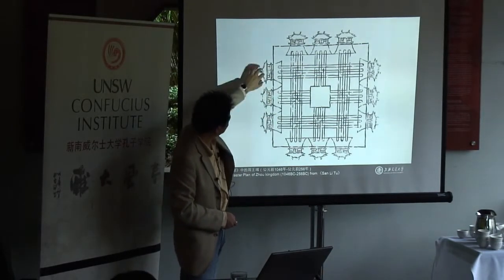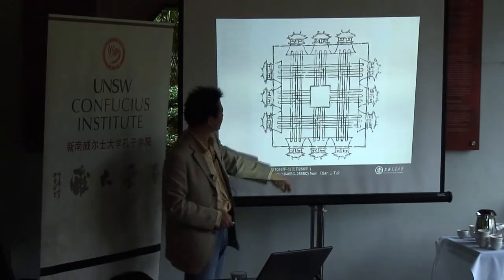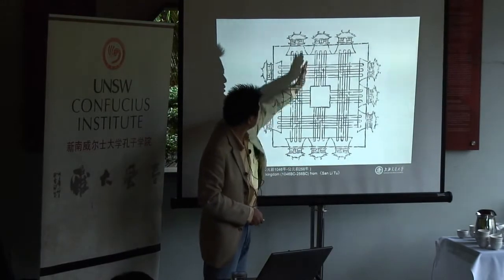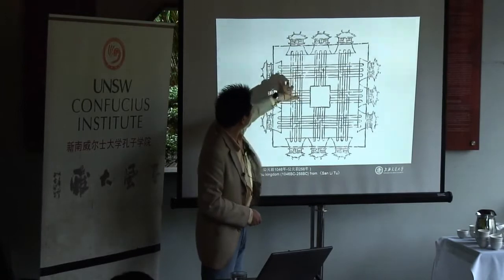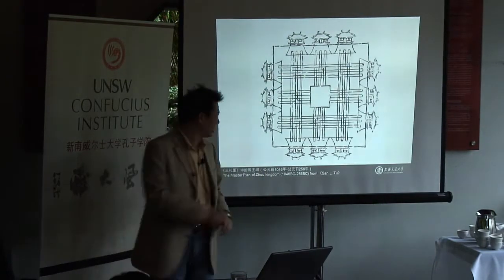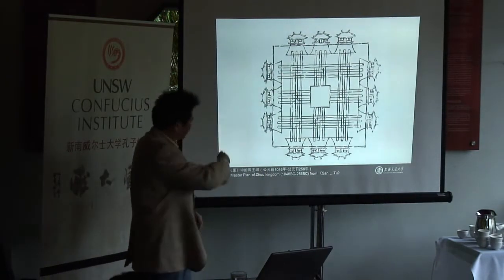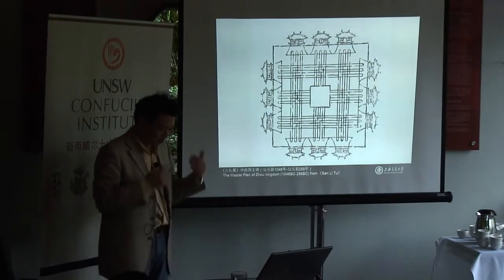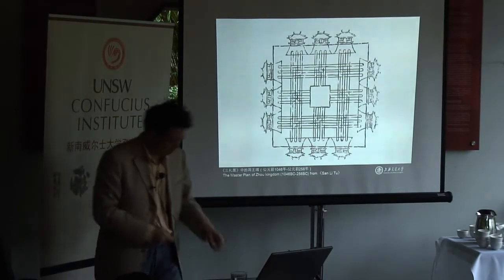Every side with three gates. And inside the city is several streets. It's always horizontal and vertical. This is Chinese typical city plan.